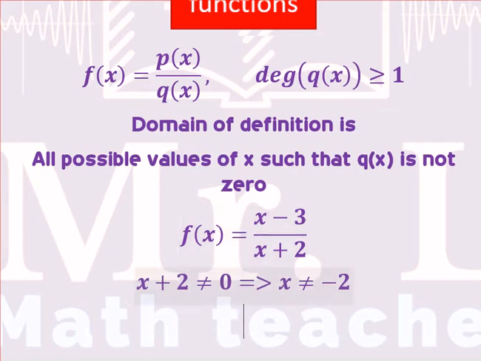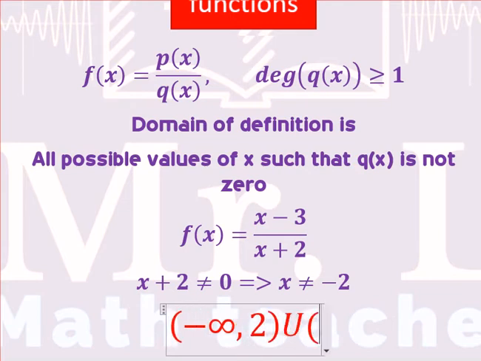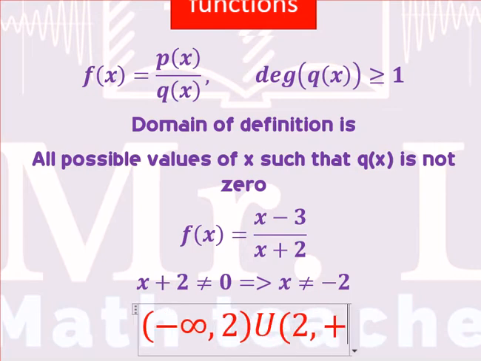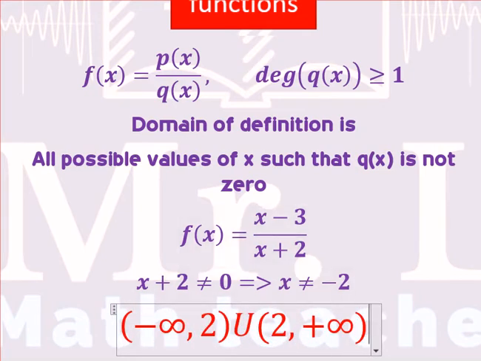So the domain of definition will be all real numbers except negative 2. So if we need to write it as an interval, it will be negative infinity till 2. Then we have to skip 2 and write union 2 to plus infinity. So this will be the domain of definition of this particular function.